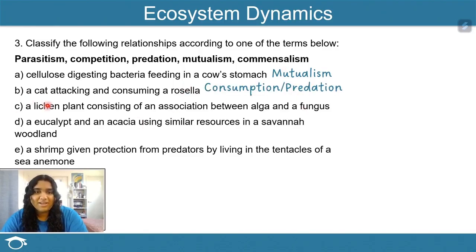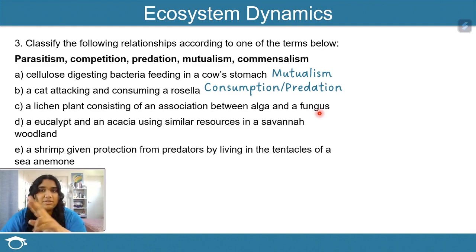A lichen plant consisting of an association between algae and a fungus. What this basically means is that lichen plants are formed by the partnership between an algae and a fungus. The fungus is able to make the body of the plant and decompose things as a nutrient basis, and the algae is able to photosynthesize and give energy and food to the plant as well.